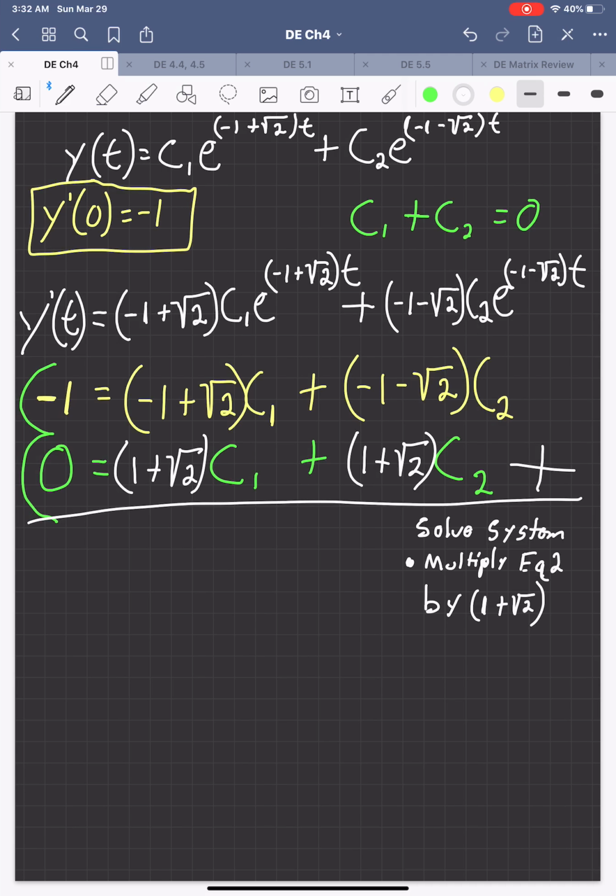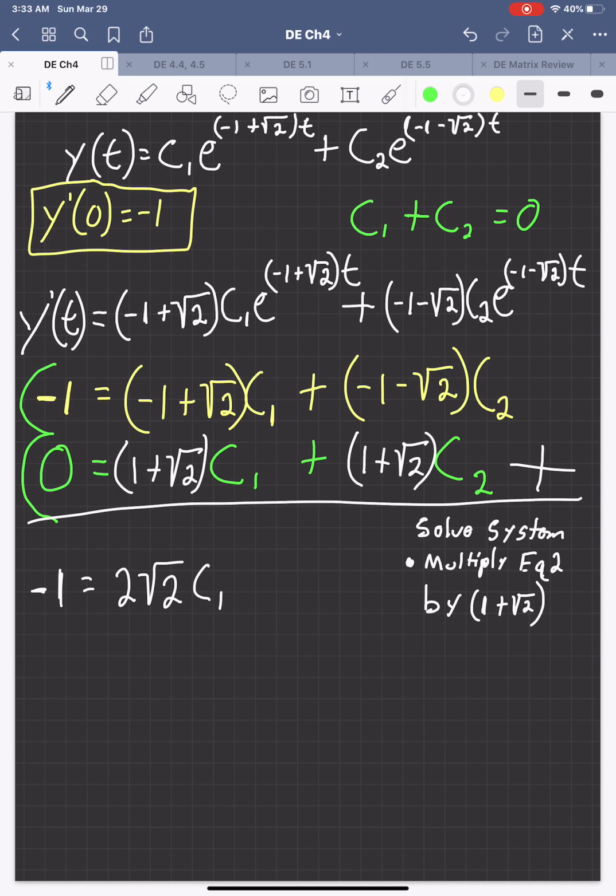All right, so let's figure out what we have when we add. So -1 plus 0 is -1, and that's going to be equal to, so now I have -1 plus 1 is going to zero out, but I have a square root of 2 and another square root of 2, so it's going to be equal to 2 square roots of 2 c sub 1.